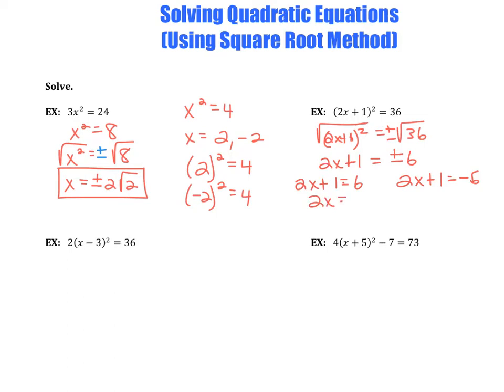So 2x is equal to 5. x is equal to 5 halves. That's going to be one of my answers. And then over here, if I subtract 1 from both sides, I get 2x equals negative 7. Divide by 2, x equals negative 7 halves.